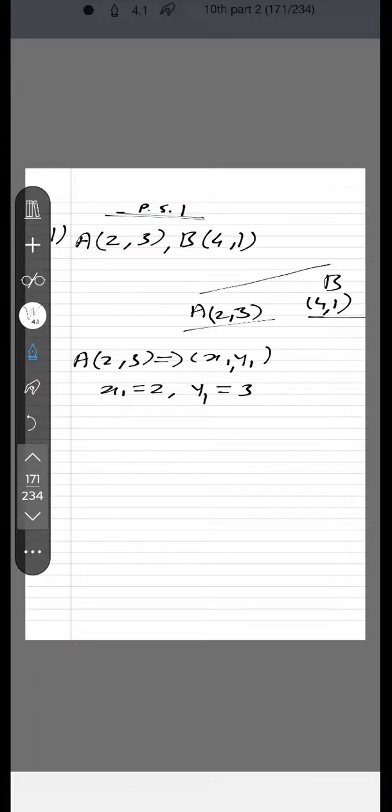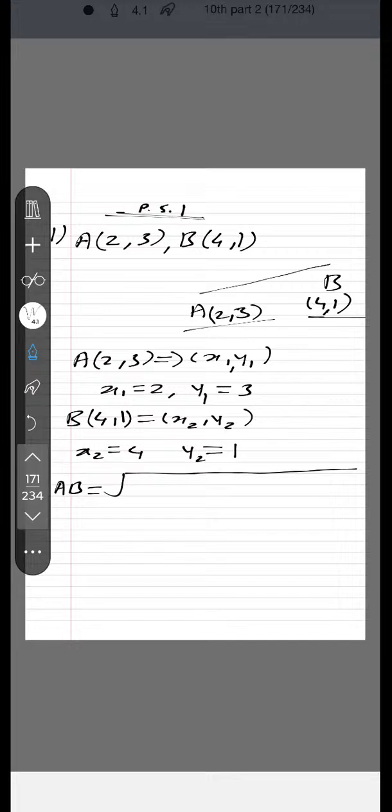And here, if point B is (4, 1), then x2 is equal to 4 and y2 is equal to 1. Okay, we know the distance formula. What is the distance formula? The distance between AB, yes, we have to find it, which is equal to the square root of (x2 minus x1) squared plus (y2 minus y1) squared, that formula we have seen.